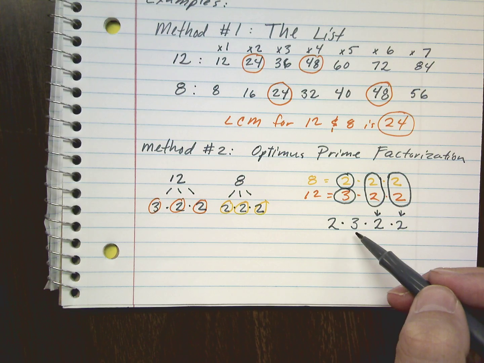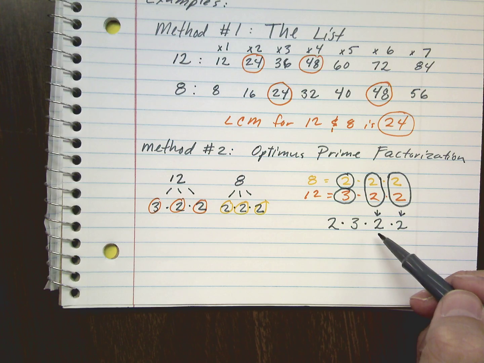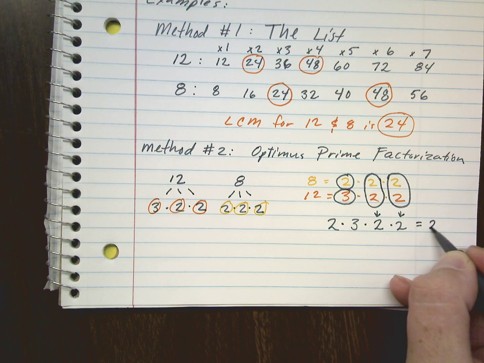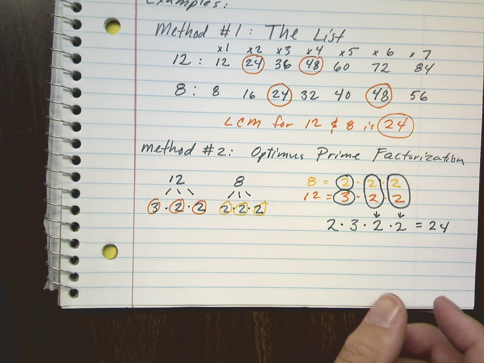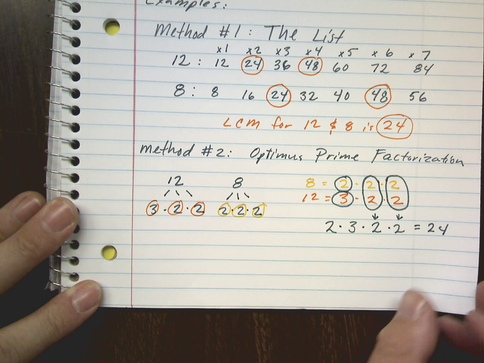So 2 times 3 is 6, and then 6 times 2 is 12, and 12 times 2, well, hey, guess what? I get 24 again. All right, so now the next method, I might run out of room, but we'll see.